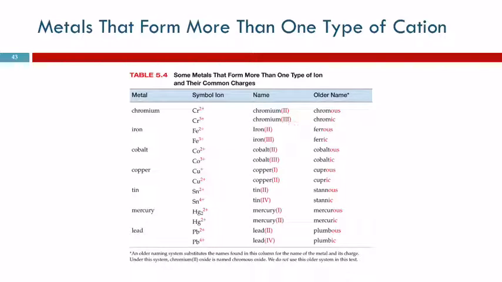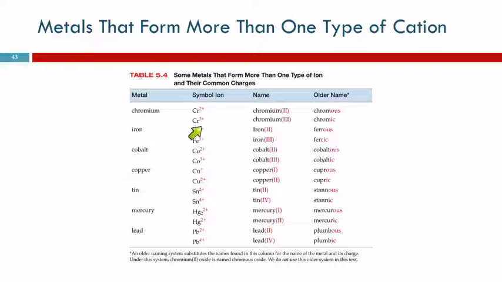There is an older system of naming, and you might come across these sometimes. I will not put them on exams, but you could come across them in a homework assignment or a lab or something. So if you see an "-ous" or "-ic" ending, just go look it up. I can't even remember which ones they are. The "-ous" is the lower charge and the "-ic" is the higher charge. This system with the Roman numerals is much nicer.